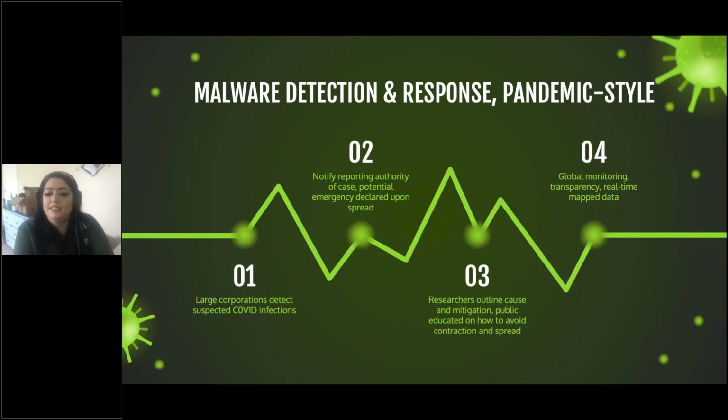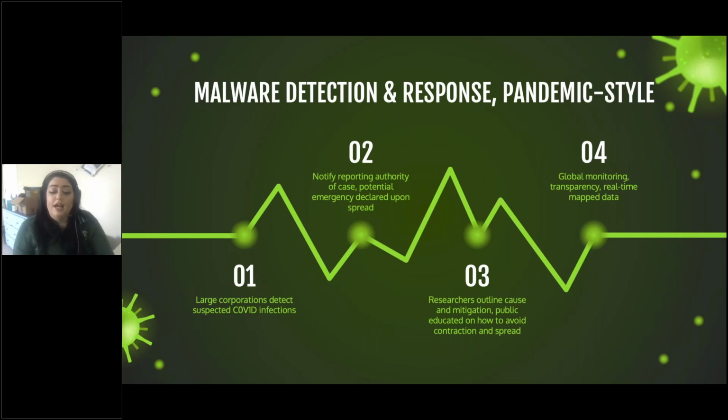So first, let's say your corporation picks up on some suspected COVID infections. Let's also say that this is a cool, perfect world and there is a World Health Organization, but for information security incidents. When a large company detects this infection, they can notify the global reporting authority of the case. The authority tracking all reported cases can gauge at what point there is enough spread to warrant an emergency.